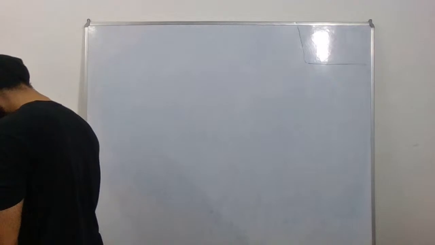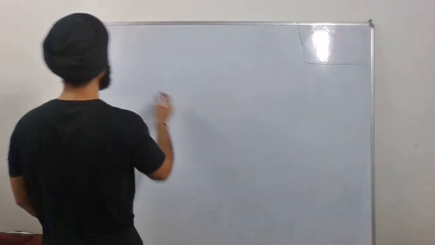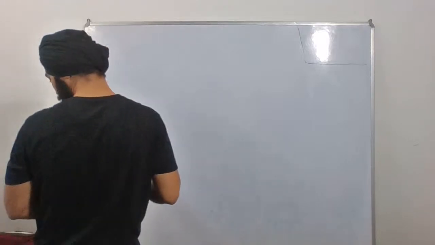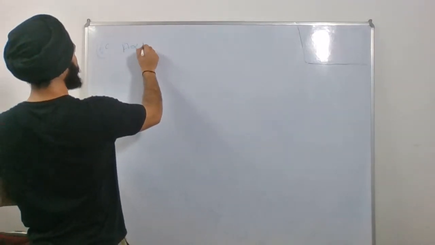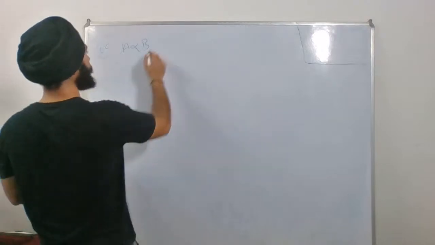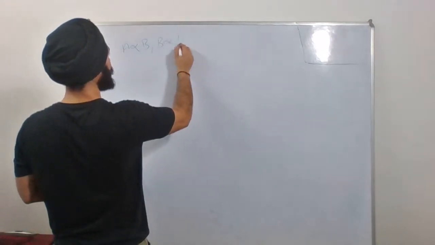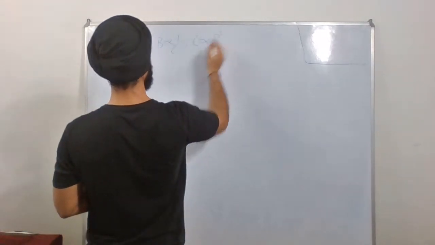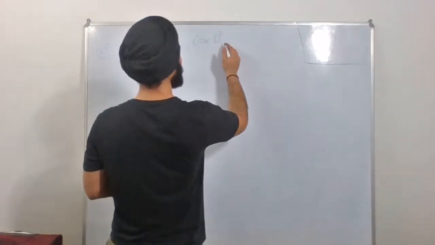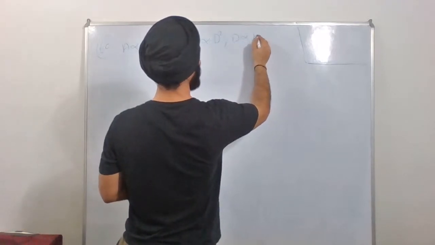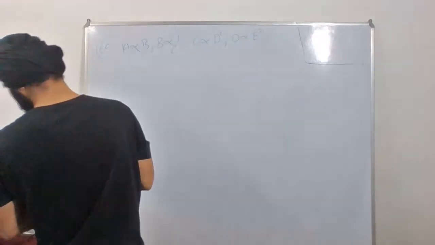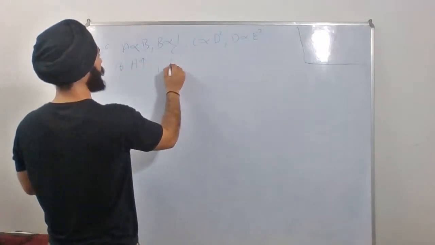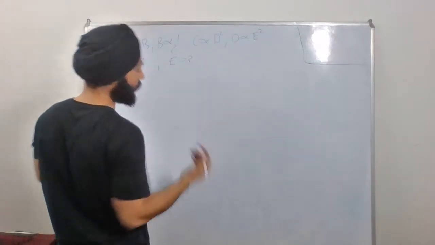So next question, question number 59 is done. Question number 60. If A is directly proportional to B, and B is inversely proportional to C, and C is directly proportional to D square, and D is directly proportional to E square. The question is, if A increases, what is the effect on E? Will E increase or decrease?